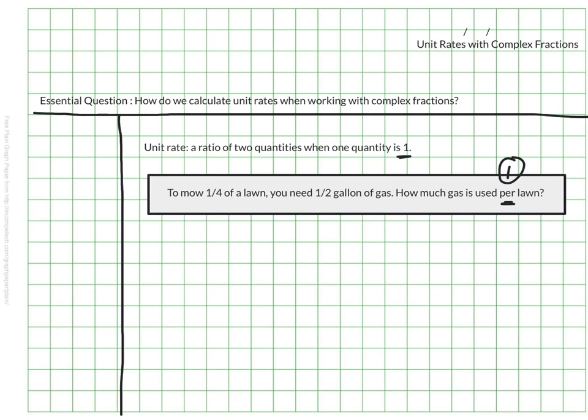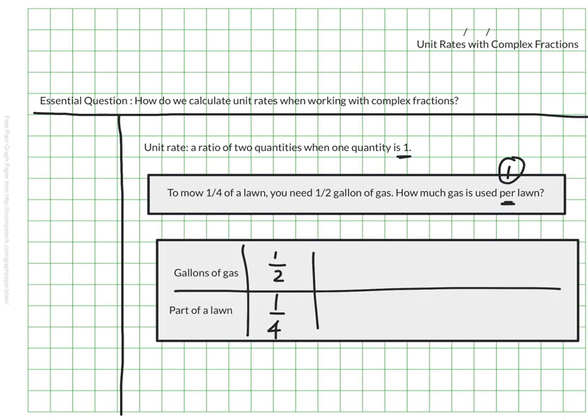And I'm going to solve this by looking at a table. I know that in my table I'm comparing the amount of gas that I need for the part of the lawn that is getting taken care of. So I'm just going to use some friendly skip counting to fill this in. I know I'm trying to make it to one whole lawn, so I'm just going to count by fourths down here until I get to 4/4 or one whole lawn.